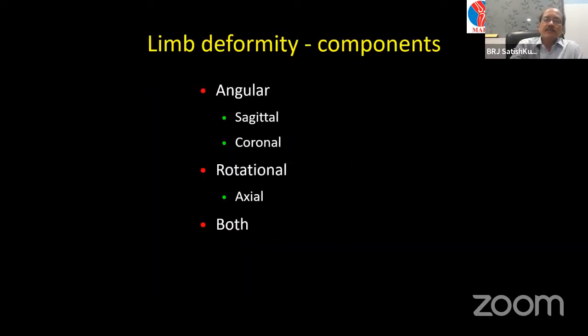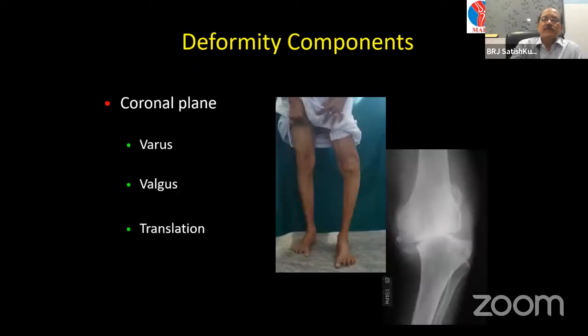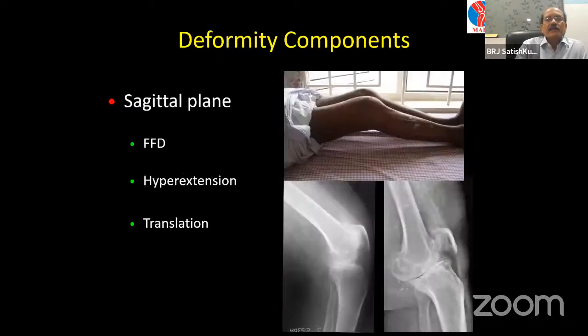The limb deformity components can be angular deformity, rotational deformity, or both. If you take the knee joint, the deformity can be in the coronal plane, that is the varus and valgus deformity, and there can be a translation. As you see here, the tibia is laterally subluxed.